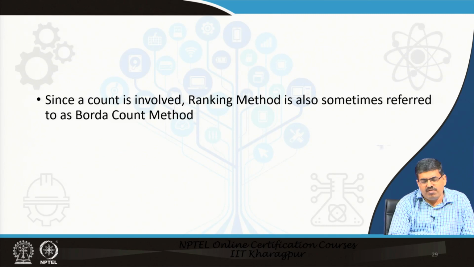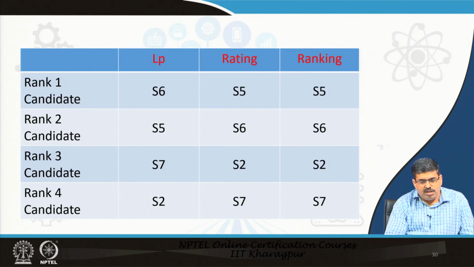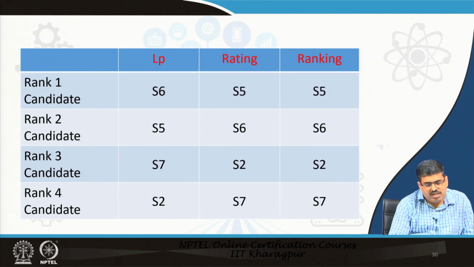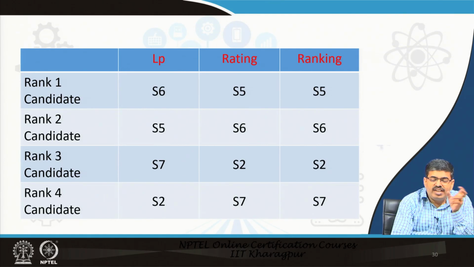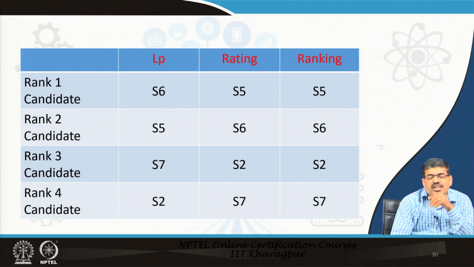Since a count is involved, the ranking method is also sometimes referred to as the Borda count method. So, this is the summary. As I was saying, in the LP method the candidates ranked 1, 2, 3, 4 were 6, 5, 7, 2. In the rating method it changed to 5, 6, 2, 7, and the ranking method gave 5, 6, 2, 7. So, you see, rating and ranking gave similar results, but LP gave different results.